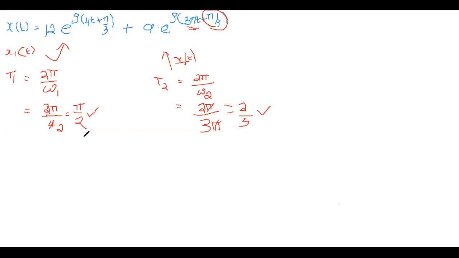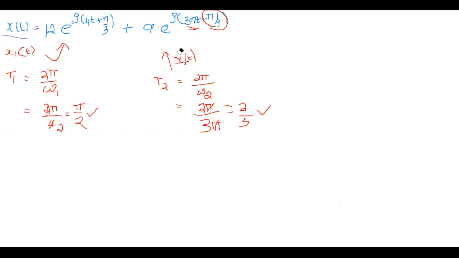Please try to understand. Till now we have determined only the individual fundamental time periods. Later on, we shall combine both T1 and T2 to determine the total fundamental time period of x of t. Now, how can we determine the total fundamental time period?